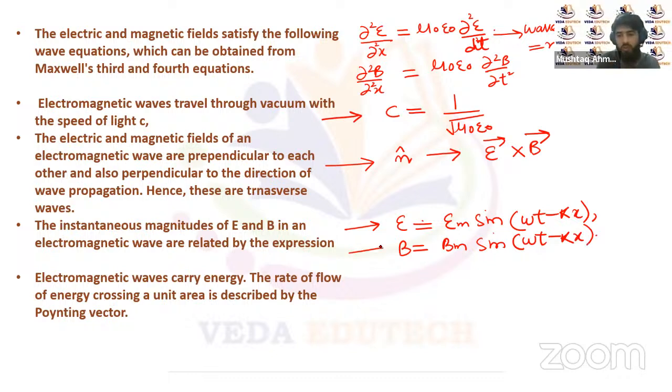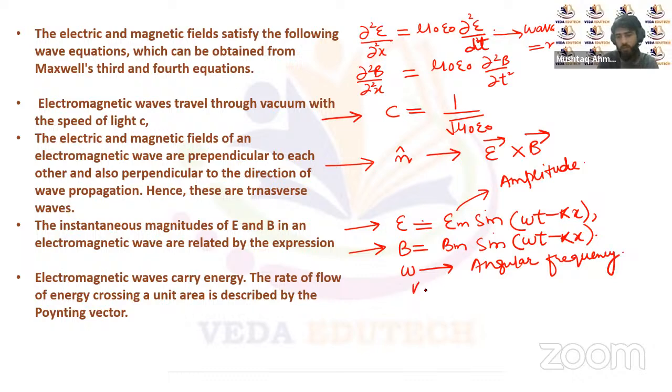Both the solutions satisfy this wave equation, right? Here Em is the amplitude of the electric field, and Bm is the amplitude of the magnetic field. Omega is the angular frequency, and k is the propagation vector.